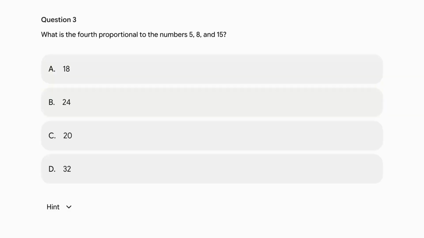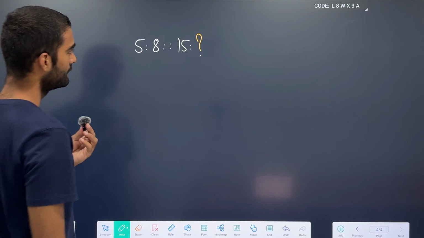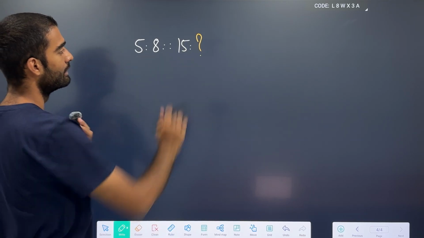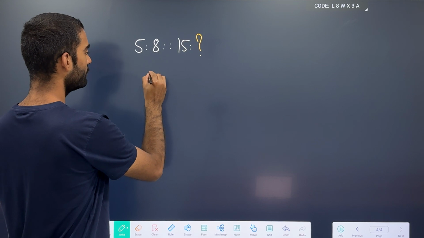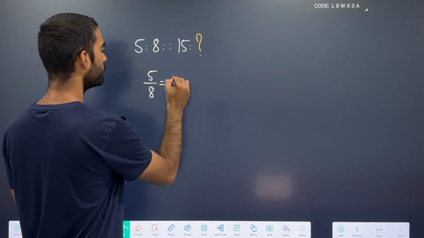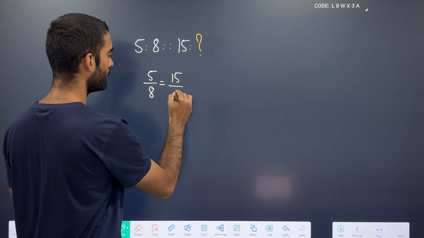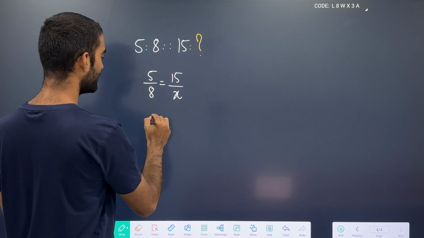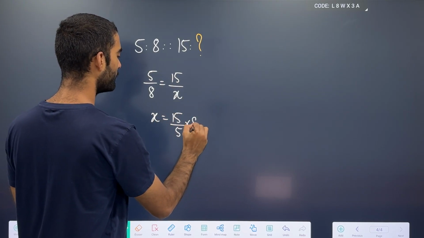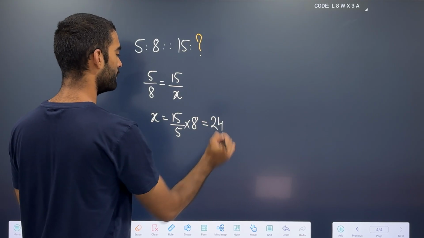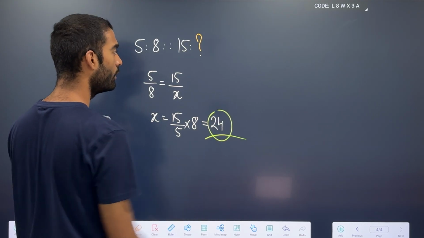What is the fourth proportional to the numbers 5, 8 and 15? The question is actually asking us this thing. And we have to determine what is this question mark. I can just write down 5 by 8 is equal to 15 by, let this question mark be x. So x is nothing but 15 by 5 times 8, which comes out to be 24. And this is going to be your answer.